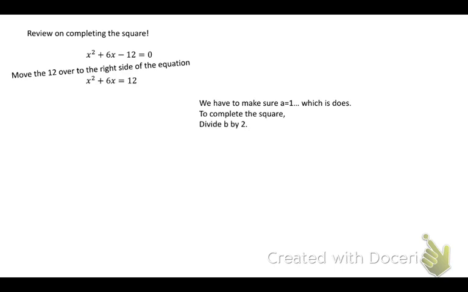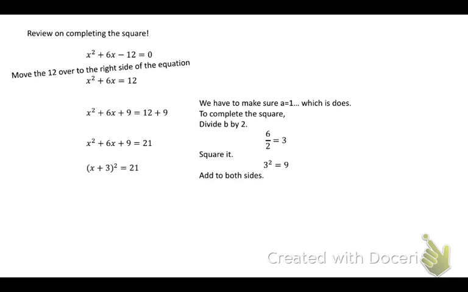Now, to complete the square, you take your b value, so you take whatever's in front of just the x, and divide it by 2. So I'm going to do 6 divided by 2, that equals 3. Then we're going to square it, so 3 squared is 9, and I'm going to add 9 to both sides, because if I add it to both sides, I'm not changing the equation. So I have x squared plus 6x plus 9 equals 12 plus 9. 12 plus 9 is 21, so that's where I get that 21. Then if you factor this x squared plus 6x plus 9, it factors to x plus 3 squared. You can always look at this number. That's what it's going to factor to.